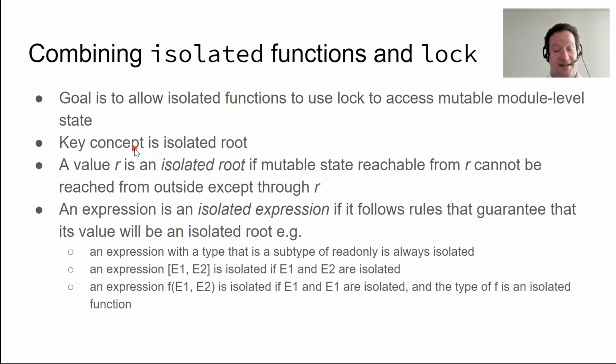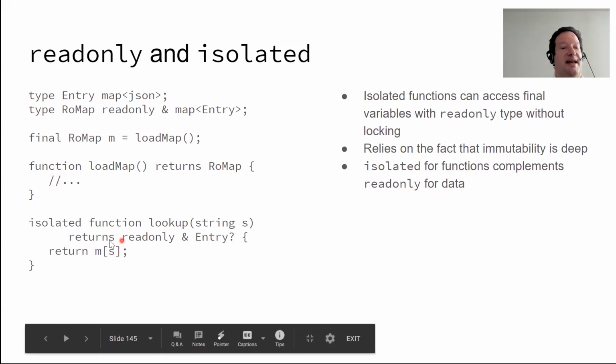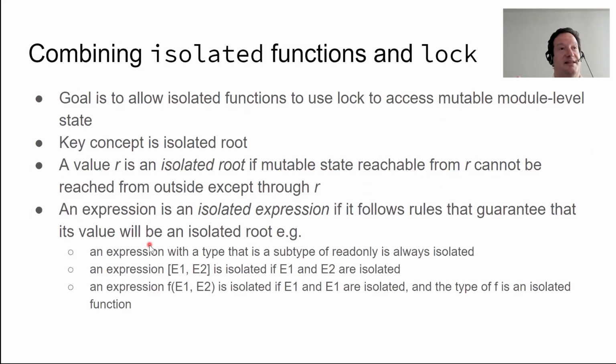So here we've got read-only variables, so we've got completely immutable state. We can access this from an isolated function just because it's immutable. But suppose I have mutable state here. What we're trying to achieve is that I want to be able to access mutable state by using lock. That's how these things need to combine together. Unfortunately, making these things work together is not trivial.